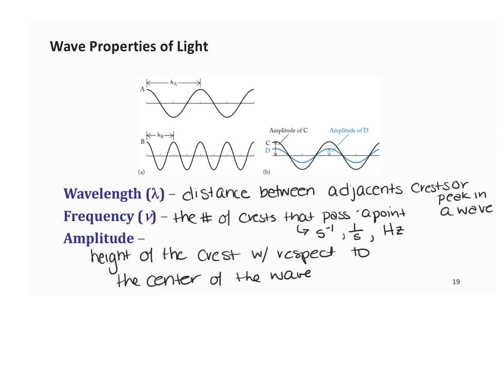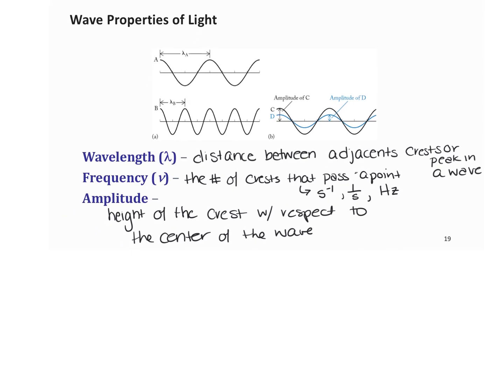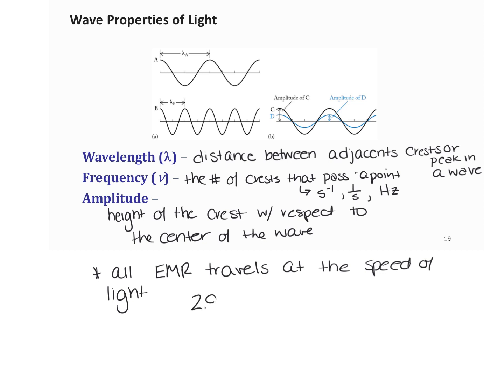Now, all electromagnetic radiation travels at the speed of light. So that's something to be aware of. Which is 2.998 times 10 to the 8 meters per second, and that equals c. And that c is just the abbreviation for the speed of light. This is the same c that you see in the really famous equation, E equals mc squared.